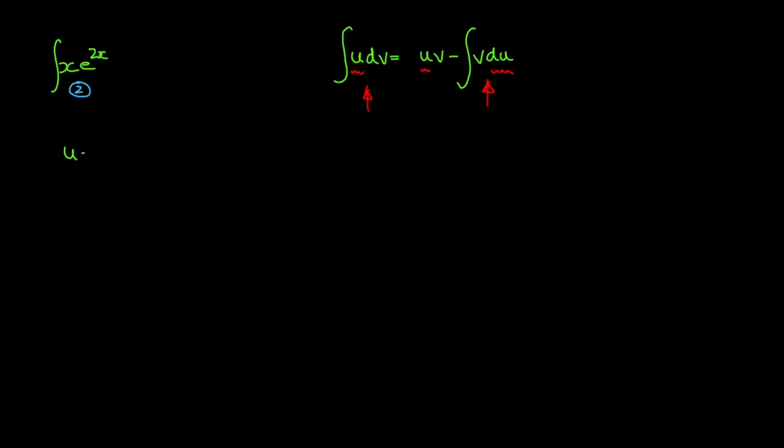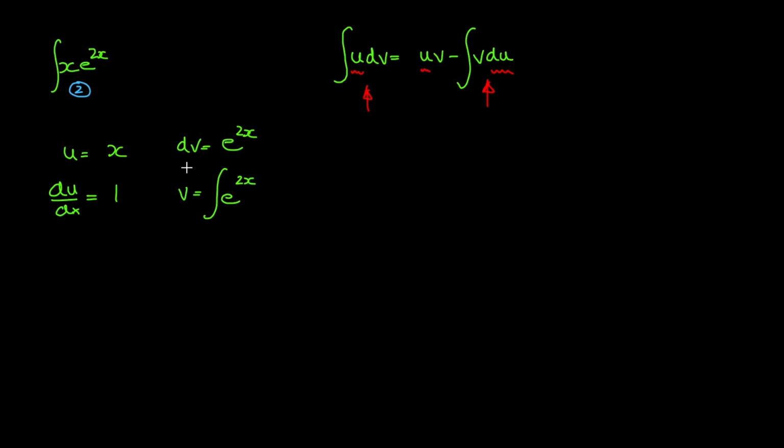Okay, we're going to be saying that u is equal to x, and dv is equal to e to the 2x. We need du dx, which is equal to 1. And v will equal the integration of e to the 2x.